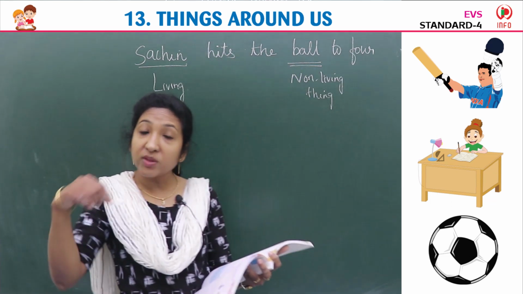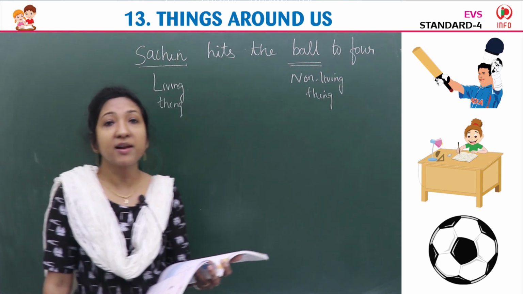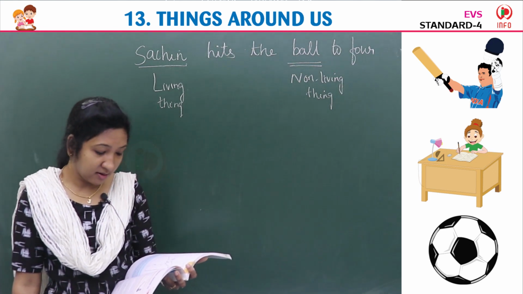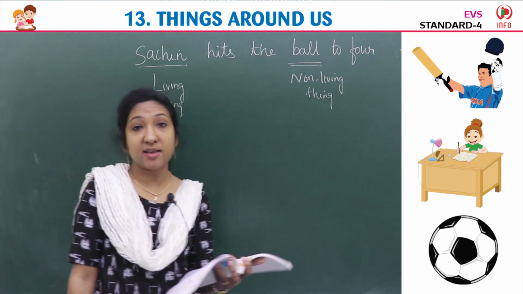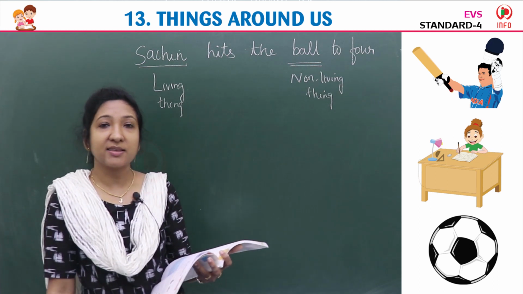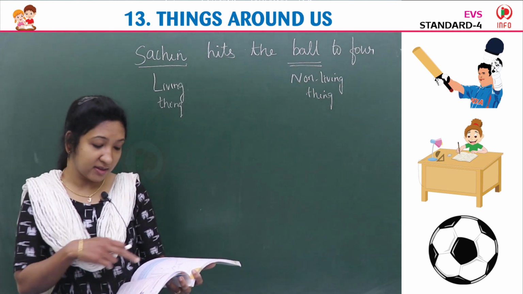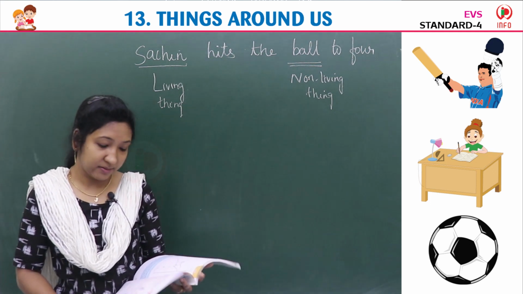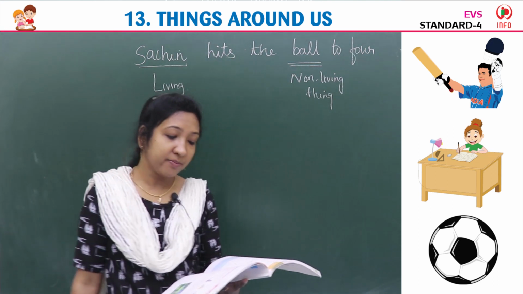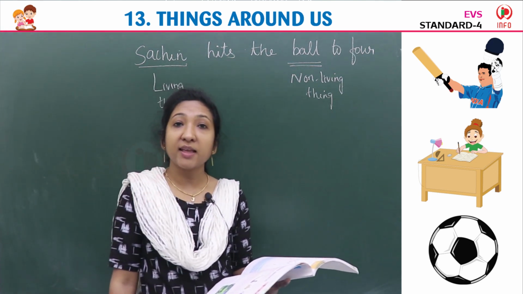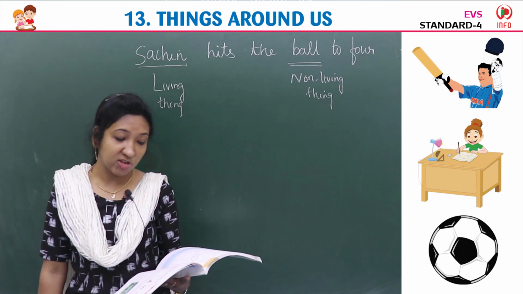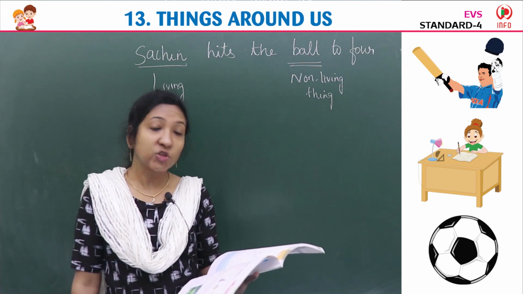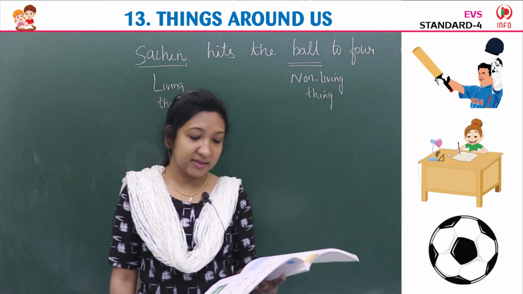Next, Rani is writing with a pen. Here Rani is a living thing and pen is a non-living thing. We see many trees around us. Trees, they are living things. There is no non-living thing in that sentence, only one living thing, that is trees. So this ball and pen are non-living things, and Sachin, Raju, Rani, people, they are human beings, and trees, they are all living things.